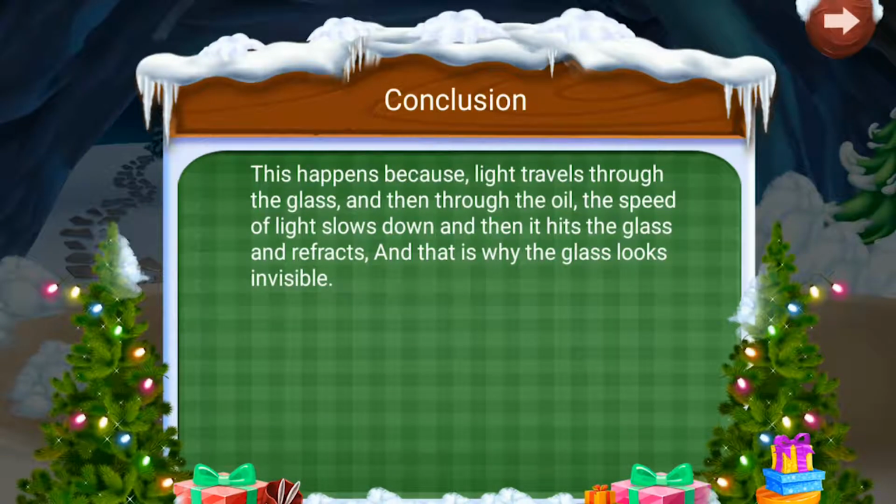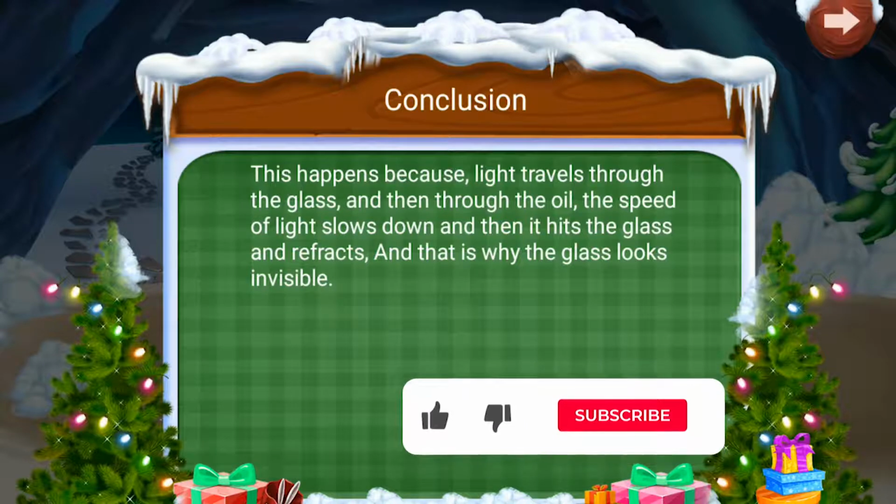Conclusion. This happens because light travels through the glass and then through the oil. The speed of light slows down and then it hits the glass and refracts. And that is why the glass looks invisible.